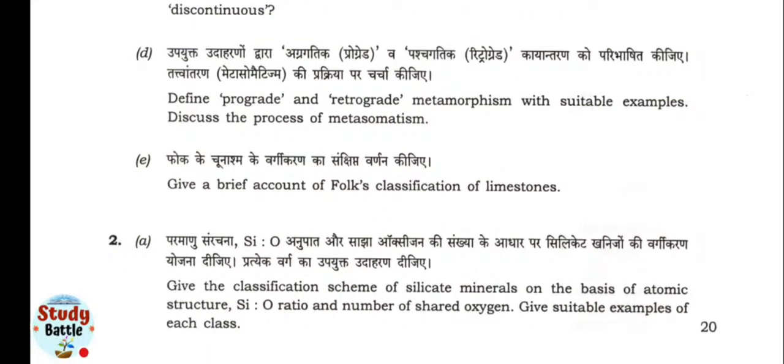Next one is metamorphic related questions: prograde and retrograde metamorphism with suitable examples. Discuss the process of metasomatism also. So we all know that in prograde metamorphism, when the pressure increases, temperature also increases. But when it shifts over to retrograde metamorphism, in that case the temperature lessens with increasing pressure. Okay, so this is the case that we have to discuss, and the role of water, which plays an important role in this retrograde metamorphic process, also has to be dealt with here.